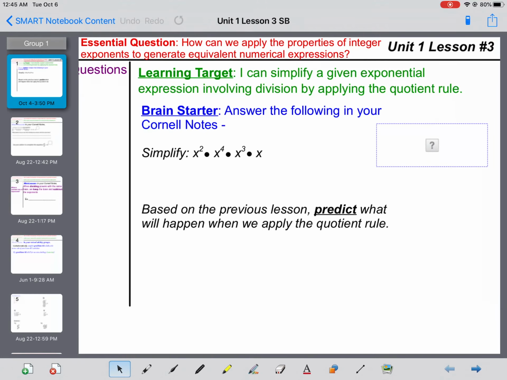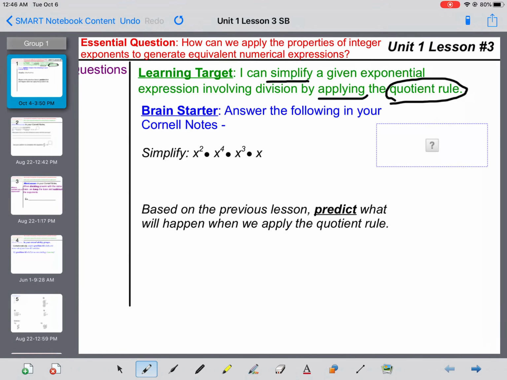EQ is how can we apply the properties of integer exponents to generate equivalent numerical expressions. Learning target is I can simplify a given exponential expression involving division by applying the quotient rule. It's going to be the same verbs as we had last learning target. We're going to simplify exponential expressions and we're also going to be applying. But today we're going to be learning about the quotient rule as opposed to the product rule.